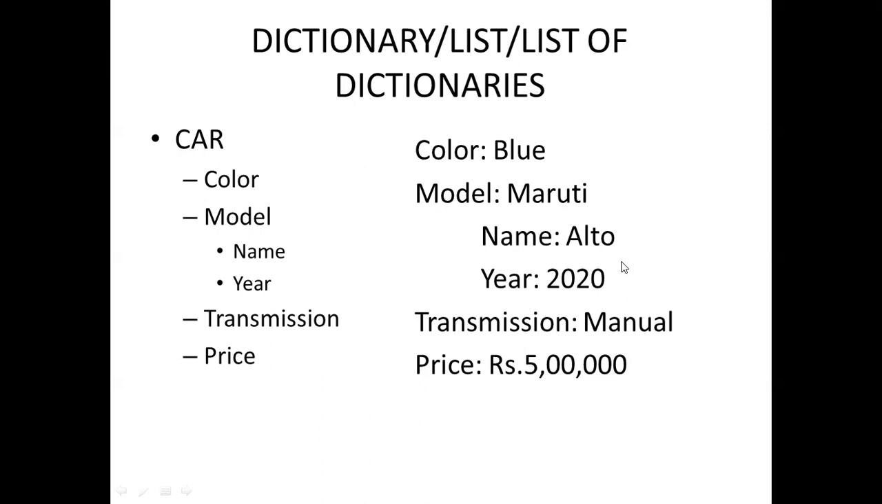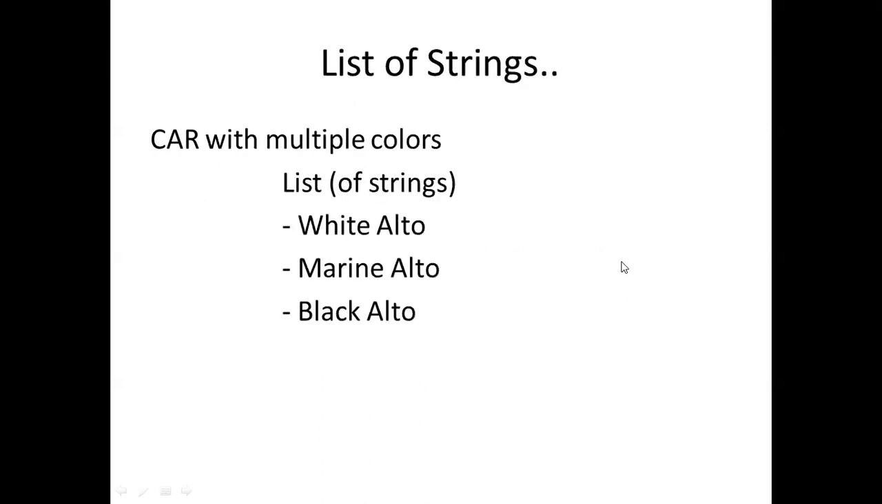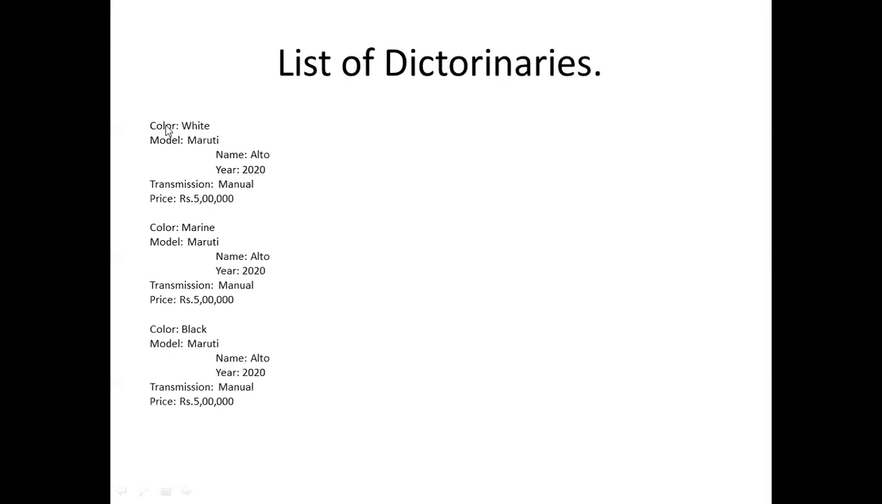Now, if I want to add two cars, multiple colors, so let's say white color, marine color, black, Alto, etc. This is how you write. Color, model, transmission, and then the price. The same code, copy paste. The color is the only thing which will be different here. The remaining thing is probably the same. And this is black, and this is the same stuff.